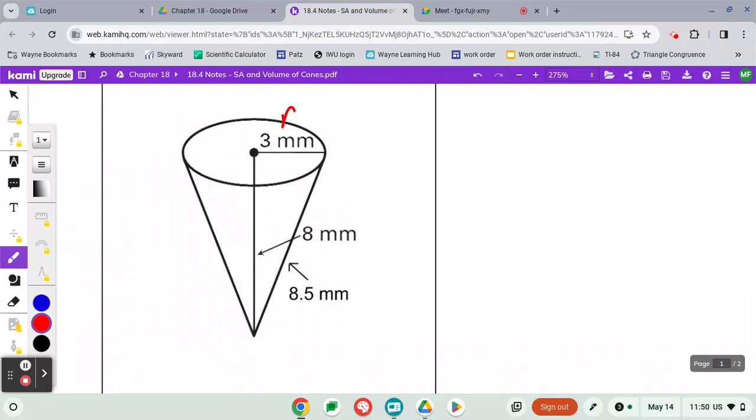Well, what are they then? What would you label them? Think about it. So for 8, what is that? What do you think that's called? The height. Yeah. All right. And finally, Josh, you got 8.5. What is that? Slant height. Yep. Okay. So we got our radius, our height, and our slant height.